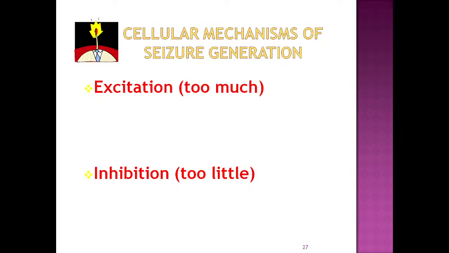What about too little inhibition? Either there is too much excitation or there is too little inhibition. We have inhibitory mechanisms in our brain to stop excessive electrical activity. So what if those inhibitory mechanisms have become weak or that activity is too little? So what will be involved here? Which neurotransmitter would be involved here? GABA. So too little or reduced activity of GABA, which is the main inhibitory neurotransmitter.